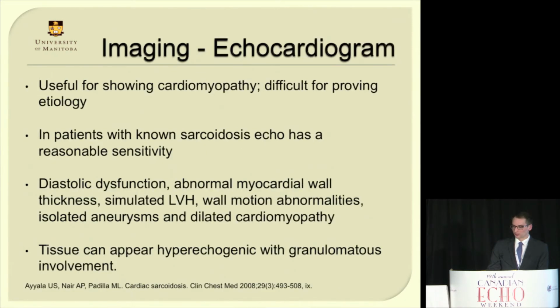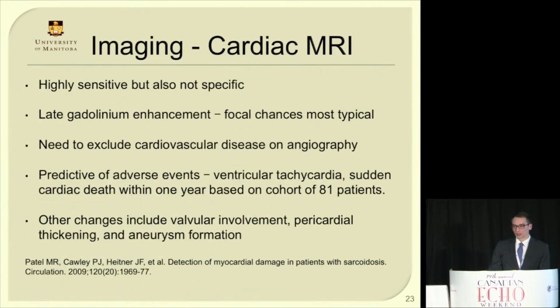in some patients. On echo, it's useful for showing the cardiomyopathy, but difficult for proving it to be sarcoid in nature. In patients with known sarcoidosis, echo does have reasonable sensitivity, and we can appreciate in some cases diastolic dysfunction, abnormal myocardial wall thickness, simulated LVH, wall motion abnormalities, isolated aneurysms, and let's think back to what we saw on this patient's echoes, as well as a dilated cardiomyopathy. Tissue can also appear hyperechogenic secondary to granulomatous involvement.